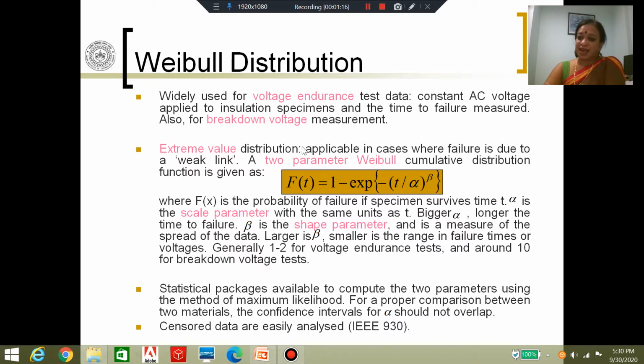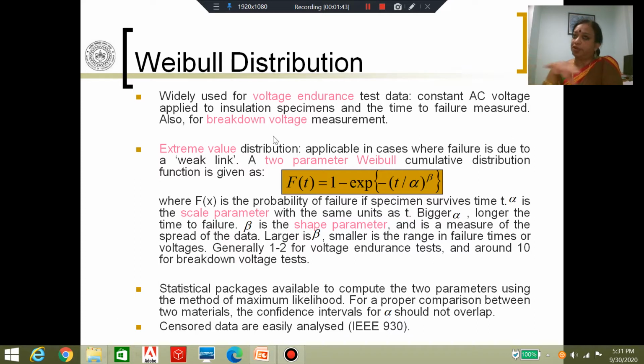Now, in these kinds of data, we do not work with normal distributions, but we work with an extreme value distribution, because breakdown is not determined by the average property of the material. Breakdown is a weak link phenomenon, which means that even if you have a single weak link, it is that weak link which is going to determine the breakdown rather than whatever is happening elsewhere.